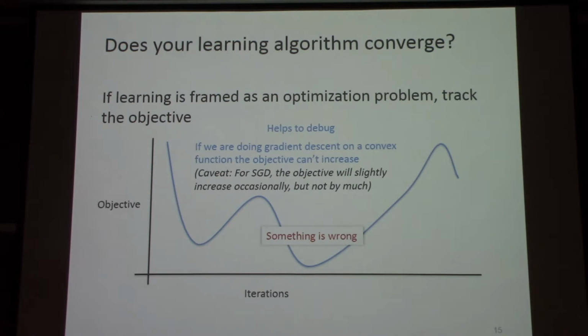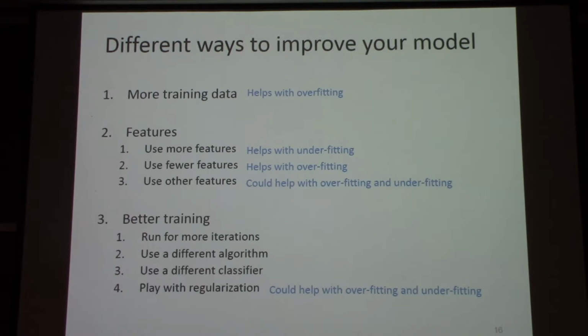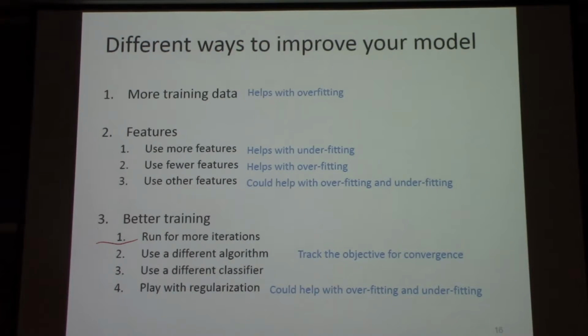Side note: this does not always hold for stochastic gradient descent. You will see local jitters in the objective. For full gradient descent, on the other hand, the objective will go down. So if you want to keep track of how training happens, if you want to decide when to run more iterations and so on, you track the objective for convergence.